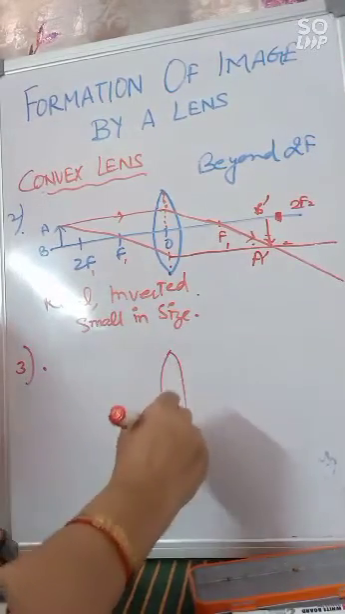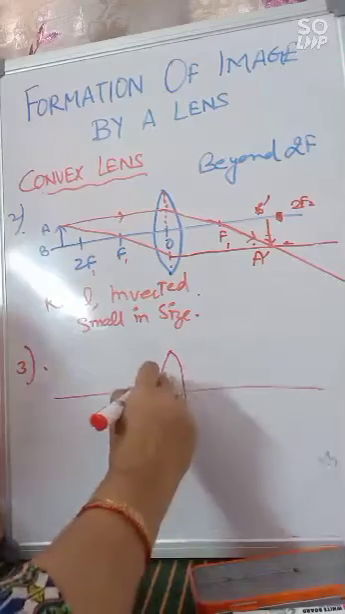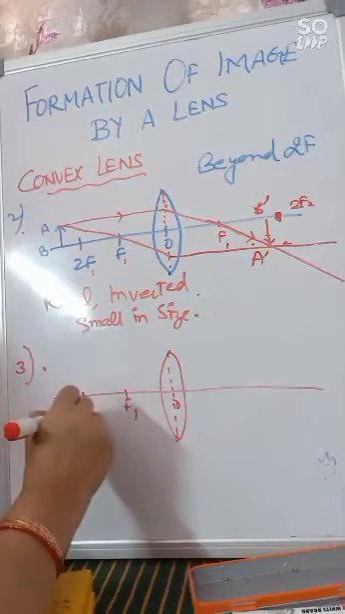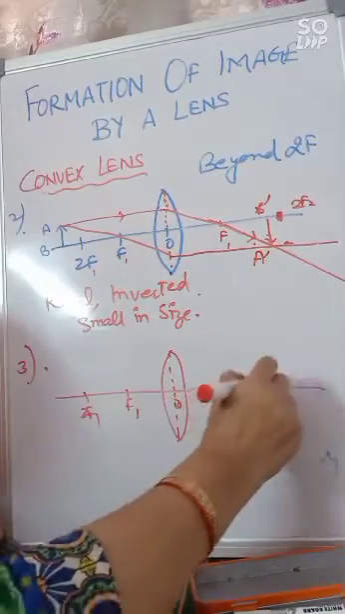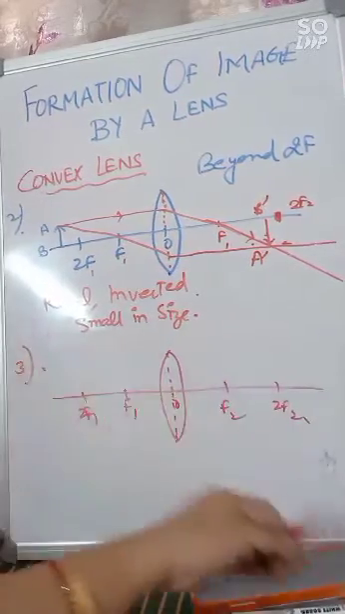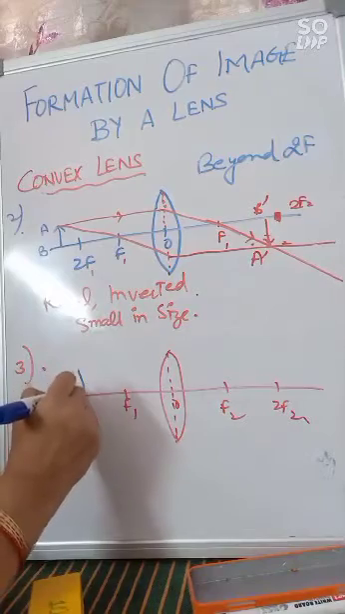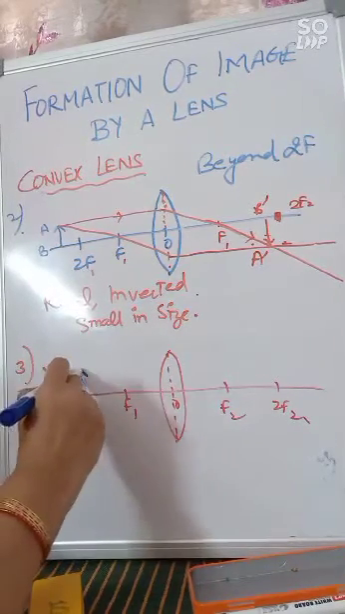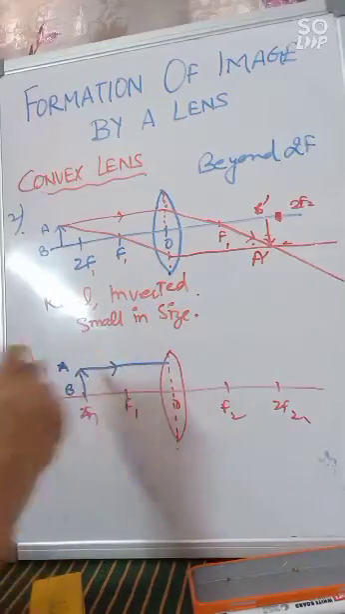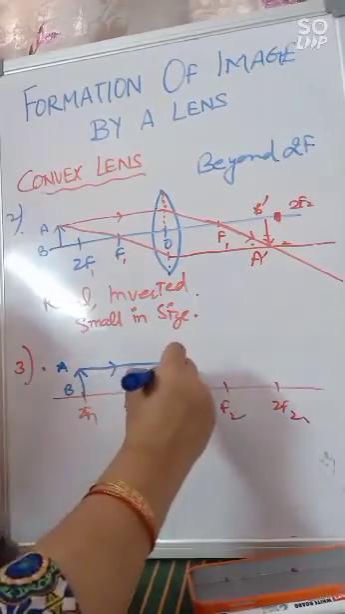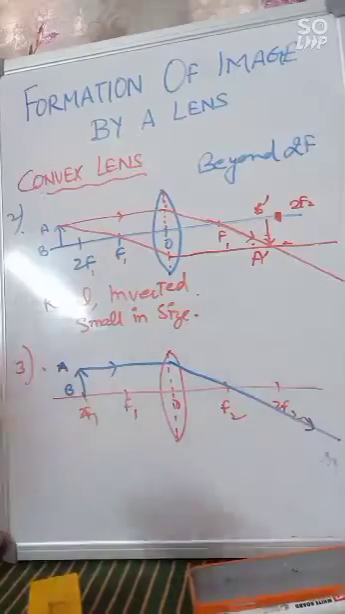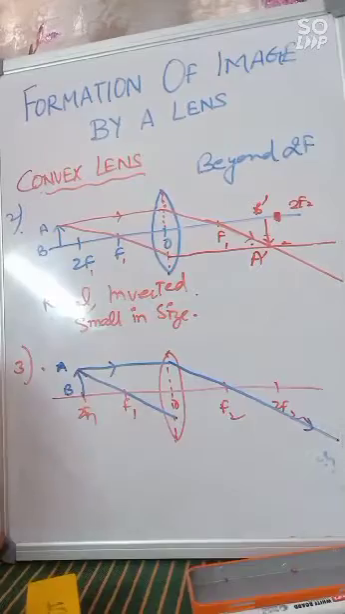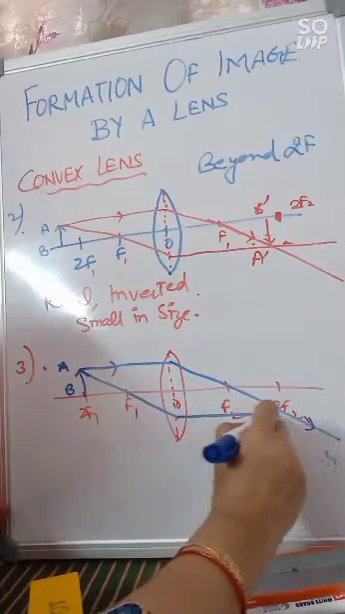So the third is when the object is at 2f. This is your optical center, right? F1 to F1. This is F2 to F2. When the object is at 2f, I'm labeling it as AB. Ray parallel to principal axis after refraction passes through focus. A ray passing through focus after refraction will become parallel to principal axis.